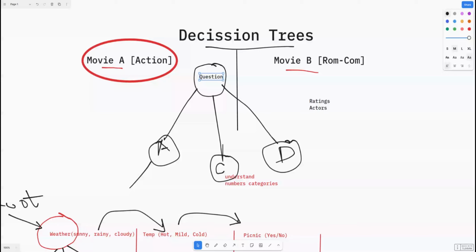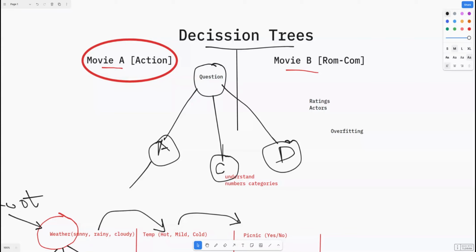Now, one challenge with these decision trees is something that we call overfitting, right? So there's something that we call overfitting. And this is basically making the tree a bit too complex, so it memorizes the data instead of learning from that data. That is one big challenge.